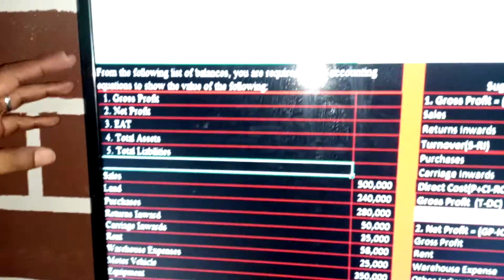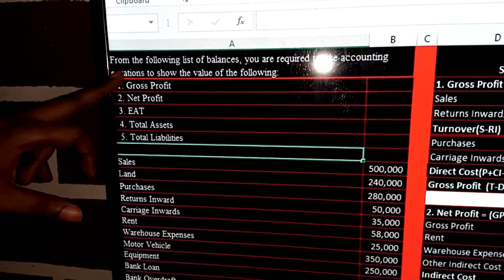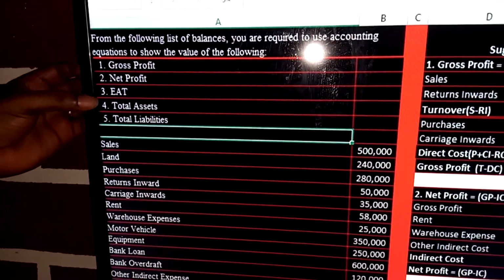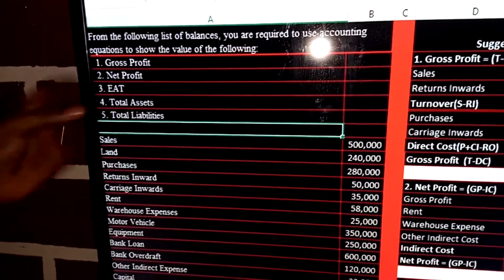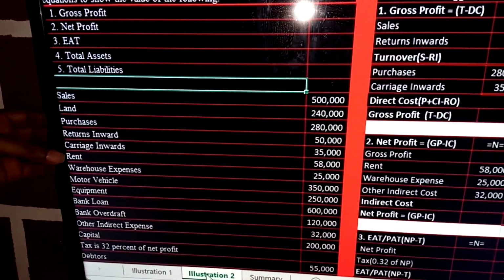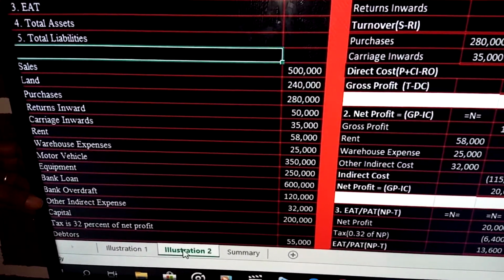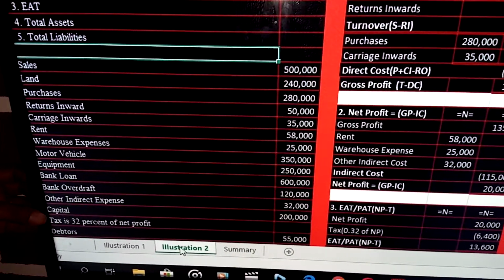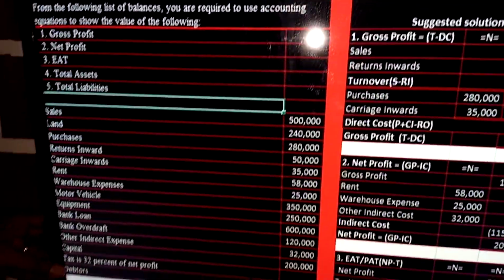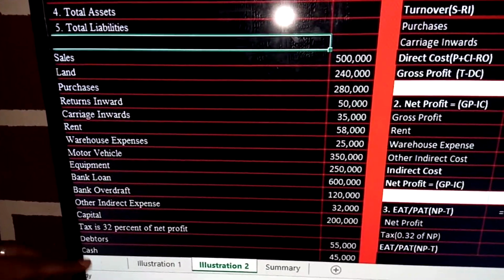Here we have, from the following list of balances, you're required to use accounting equations to show the value of the following: gross profit, net profit, EAT, total asset, and total liabilities. So we have all the items: sales, land, purchases, returns inward, carriage inwards, rent, warehouse expense, motor vehicle, equipment, bank loan, bank overdraft, other indirect expense, capital, tax. Here they say it's 32% of net profit, debtors, and other items here. Then we have cash here for the 5,000.